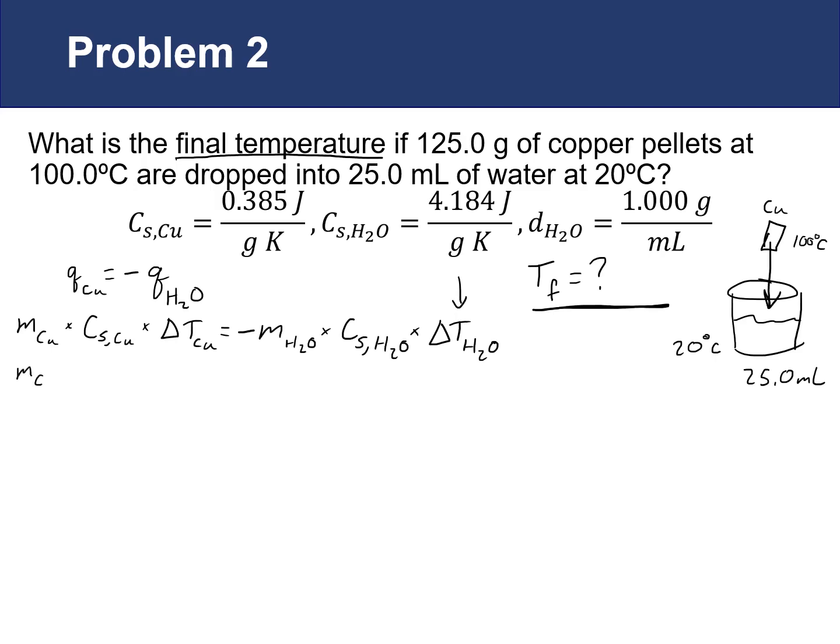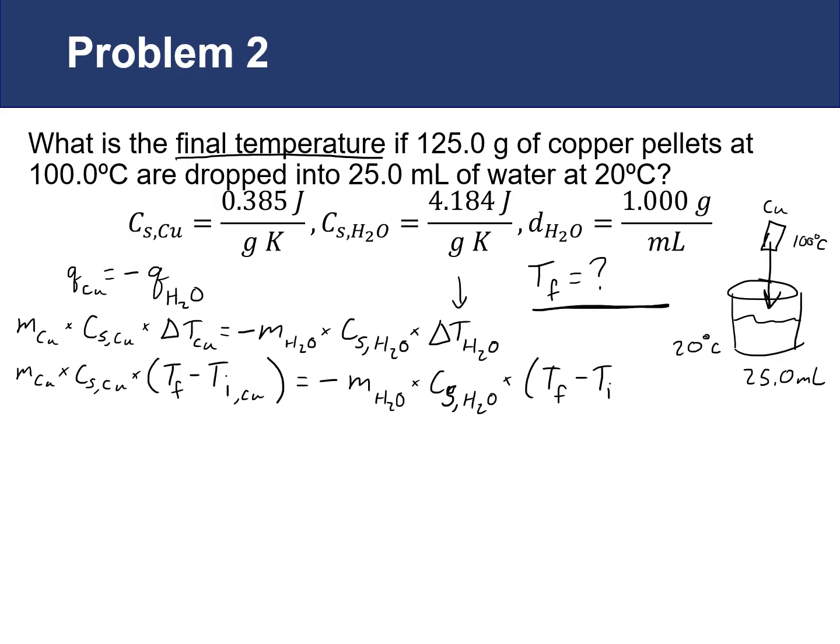So this would be m_Cu times C_s for copper times temperature final minus temperature initial for copper. This is equal to minus m, the mass of water, times the heat capacity of water, times temperature final minus temperature initial. Okay, we're going to distribute in our values here and here to help us get rid of the parentheses.